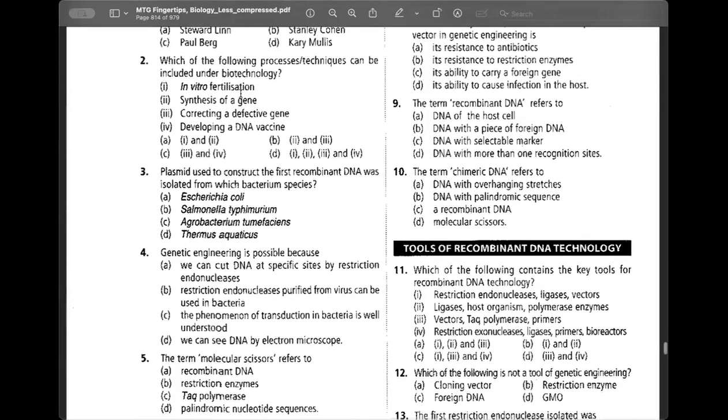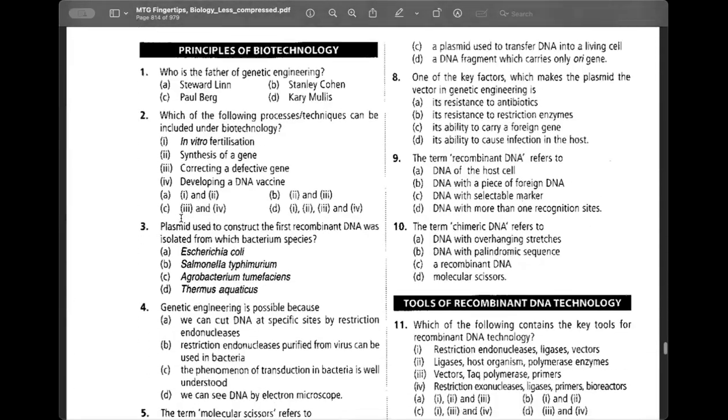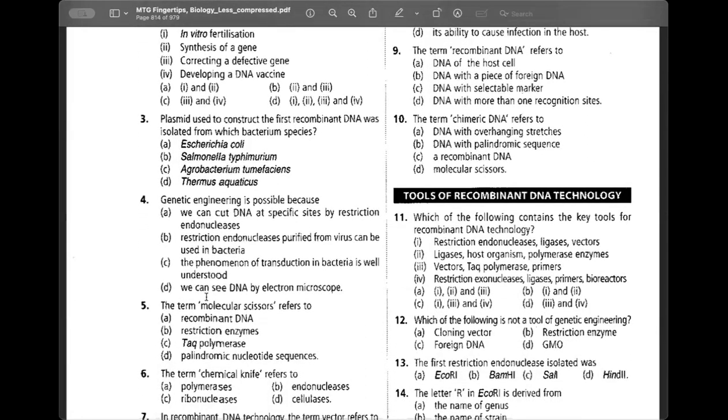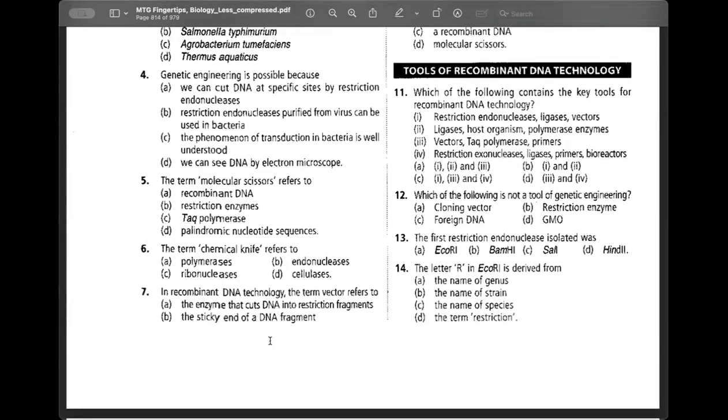So these are easy ones in the beginning. For example, the term molecular scissors refers to restriction enzymes. And sometimes in the options, there will be endonuclease instead of restriction enzyme, so you have to choose that. It's also called chemical knife, molecular scissor. All these terms are used for endonucleases.